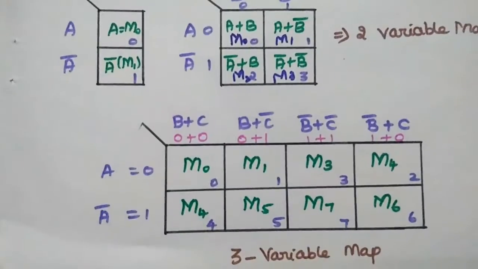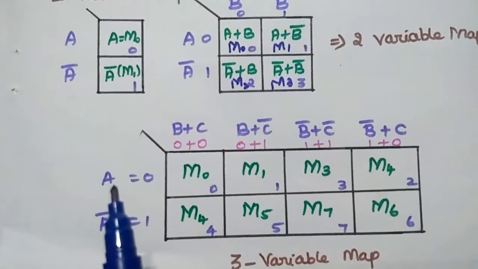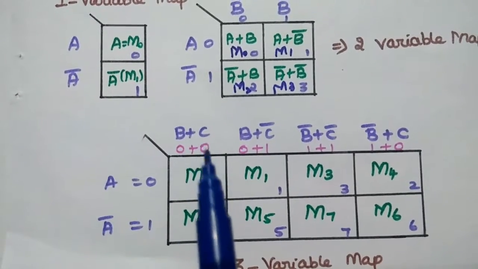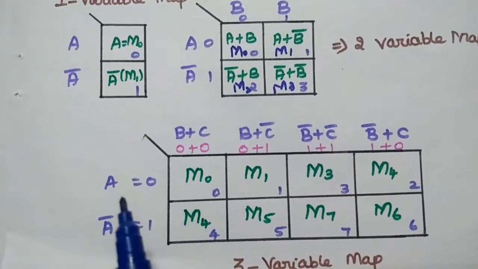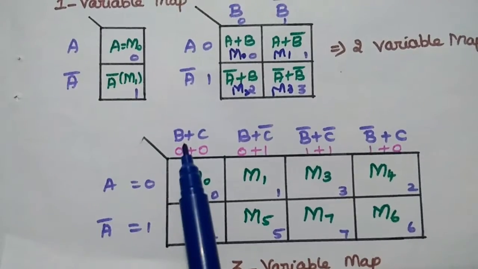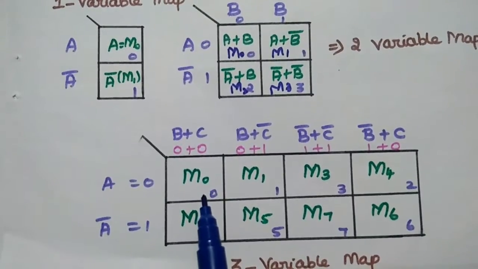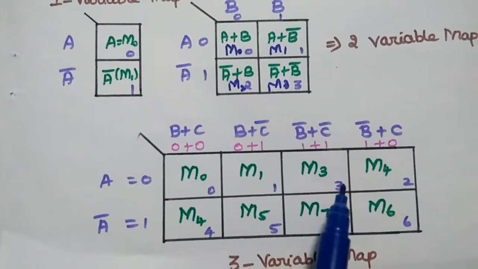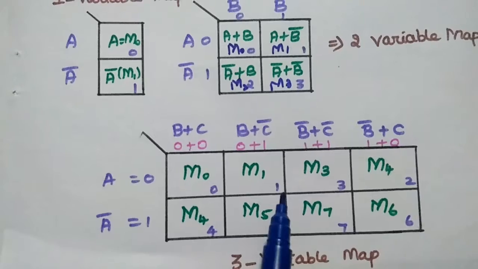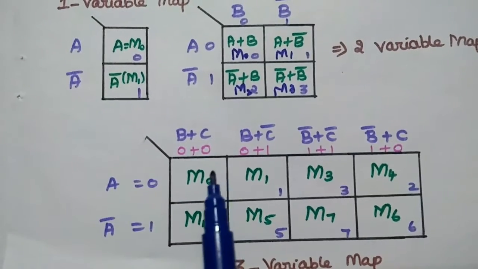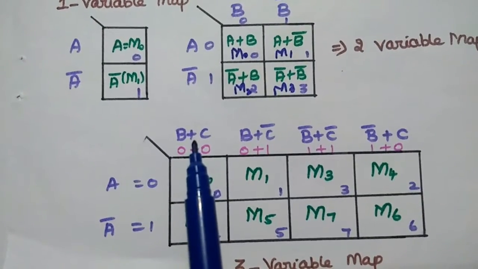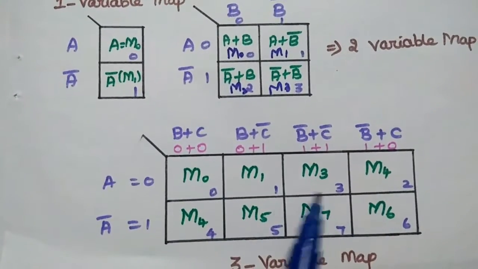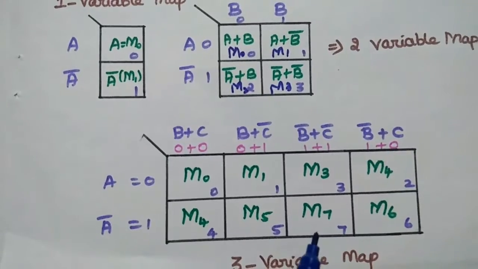So this is for 3 variables. Here the row variable is A, and the combination of B and C is the column variable. A plus B plus C is equal to M0. Here it is 0, 1, 2, 3, similar to your SOP. But the only difference is here we are using sum. Here it is 0, 1, 2, 3, 4, 5, 6, 7.